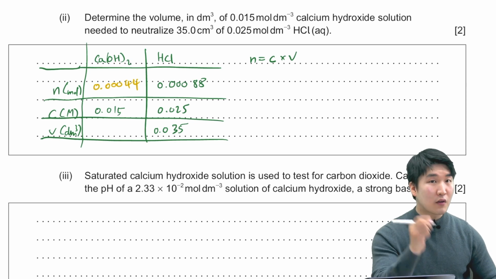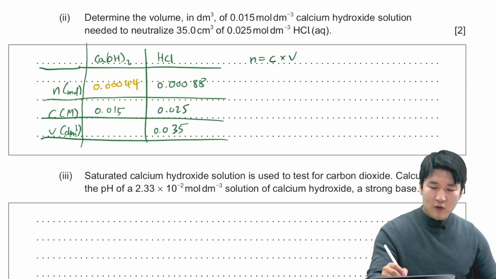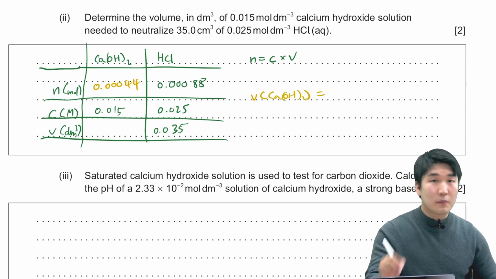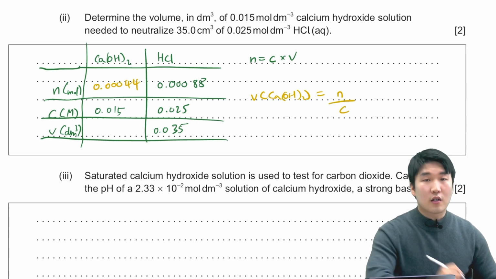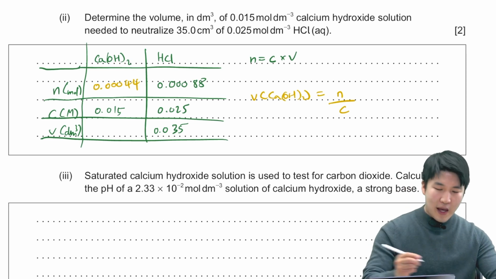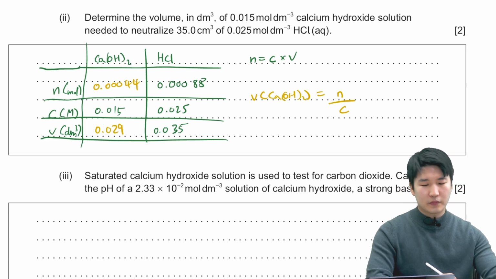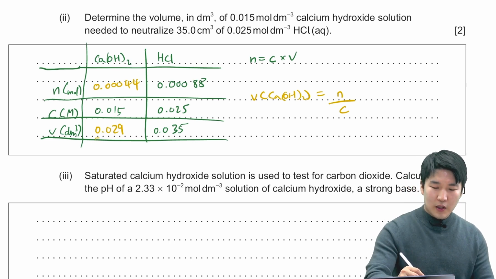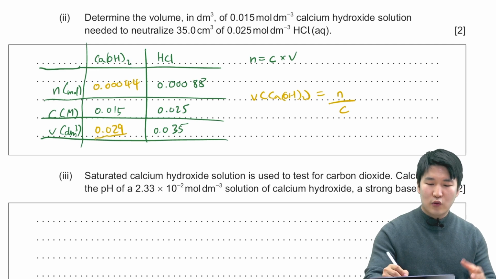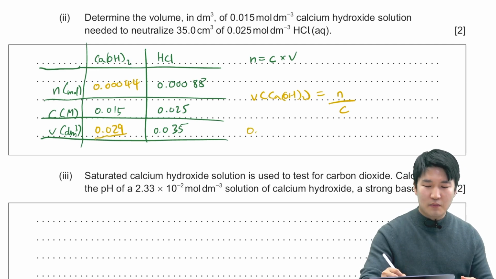From where we can work out the volume of calcium hydroxide. The volume of calcium hydroxide, V of Ca(OH)2, would be the amount over concentration. Do the math, and we will be given 0.029 dm cube. The answer being 0.029, we will have to put it out of the table and specifically mention this value to be 0.029. What's the unit? dm cube.